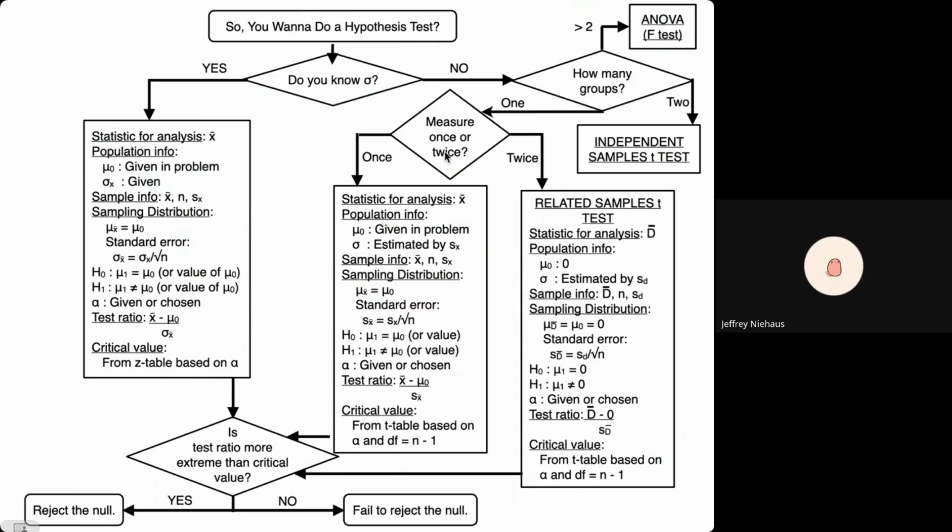Did I measure them once or did I measure them twice? I just measured them once. I measured 37 people, got their GPA. And so what we're going to be dealing with here is the single sample t-test. That's all the information.